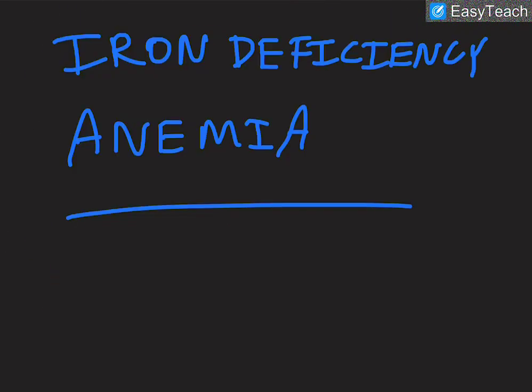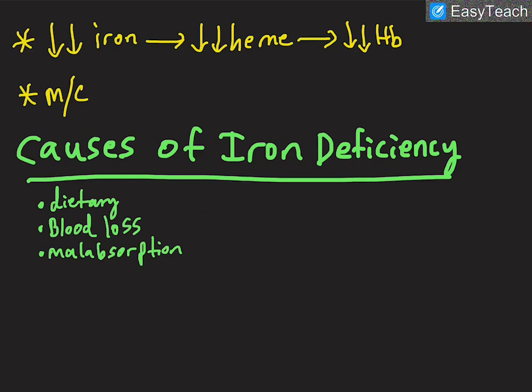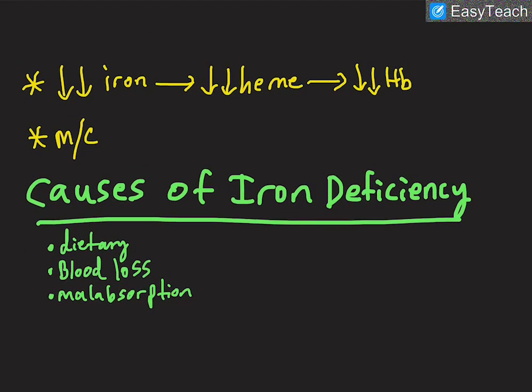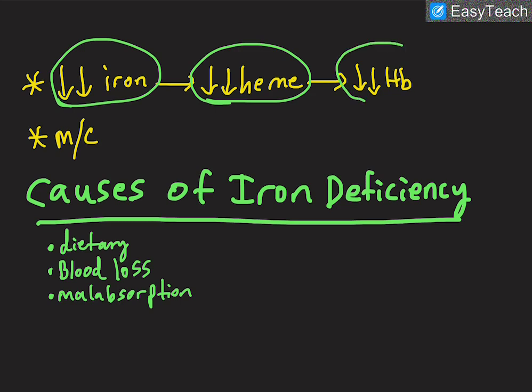So let's talk about iron deficiency anemia. It's in the name. How do you get iron deficiency anemia? You get deficient in iron. Because remember, if you're deficient in iron, you can't make heme properly, because heme is made up of iron and protoporphyrin. So you can't make hemoglobin properly, your red blood cells are smaller than usual, hence they're microcytic, hence you have microcytic anemia.